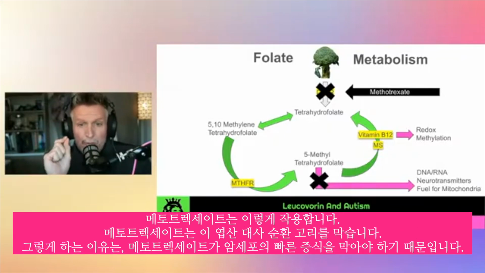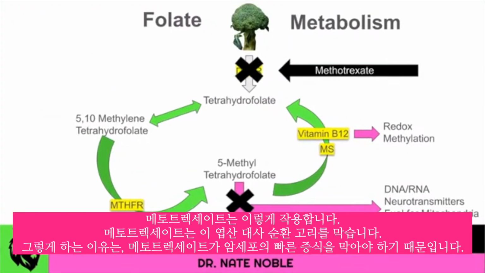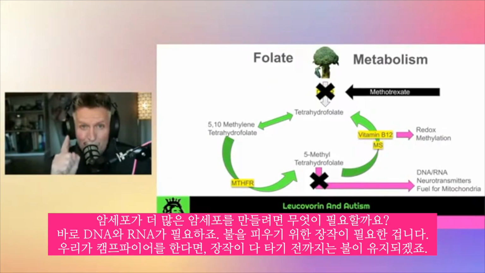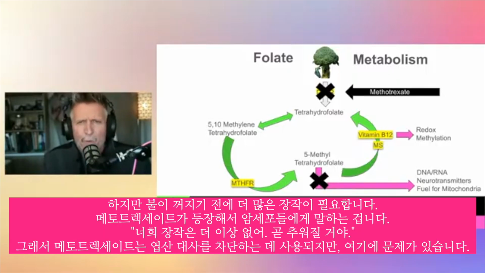No. We think about methotrexate, and methotrexate works like this. Methotrexate blocks, okay, the circle, this wheel of folate metabolism. And the reason that it does that is because methotrexate needs to stop the rapid production of cancer cells. What do cancer cells need in order to produce more cancer cells? Well, they need DNA and they need RNA, right? They need logs on the fire, right? If we have a campfire because we're best friends, I'm in your backyard, we can only burn that fire for so long before it burns out. We need more firewood. And methotrexate comes along and says, guess what, cancer rascals? You guys don't get any more firewood. You're about to go cold.